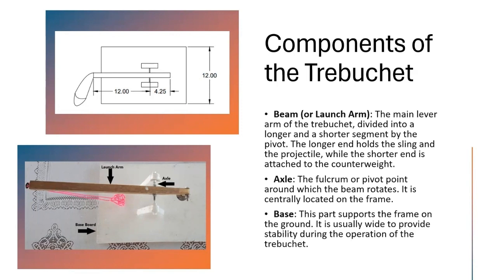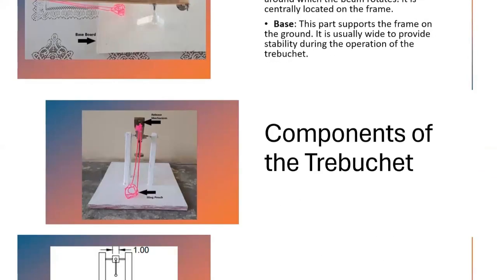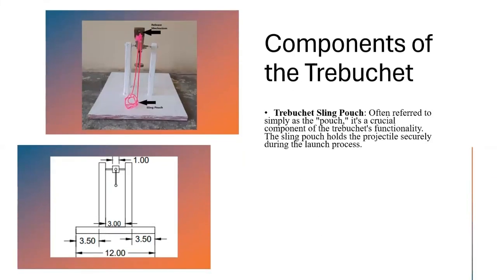Next, we'll have the baseboard or the base. This part supports the frame on the ground. It is usually wide to provide stability during operation of the trebuchet. Next, we will have the trebuchet sling pouch, often referred to simply as pouch. It is a crucial component of trebuchet functionality. The sling pouch holds the projectile securely during the launch process.